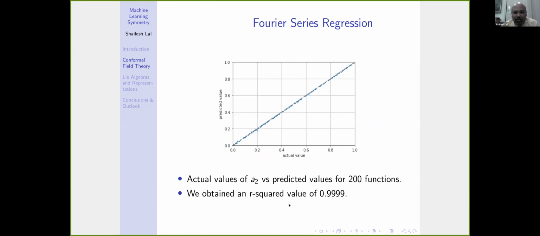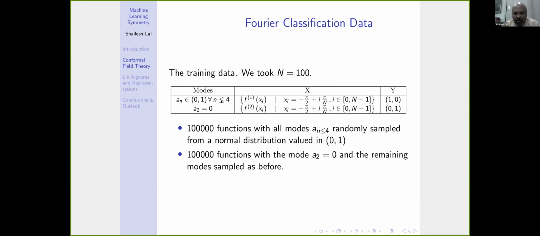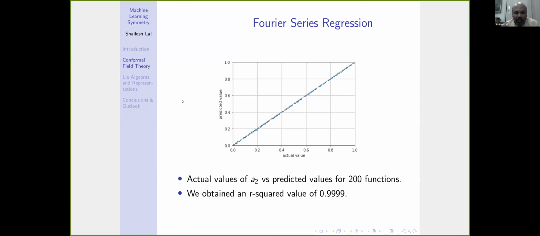Similarly, you could set up the same thing as a regression problem. Instead of feeding it this data, you feed in functions of this kind, and you tell it what the corresponding value of A2 is, and then you give it unseen functions and ask it to predict what the value of A2 should be. This is what we did for about 200 functions, and we found that whatever the actual value and whatever the predicted value, they are really within a hair's breadth of each other. You can clearly see that on this graph.